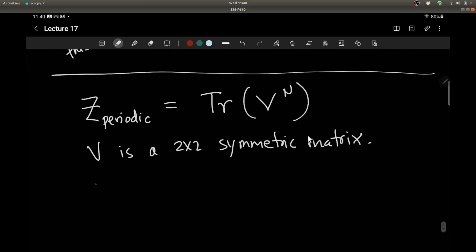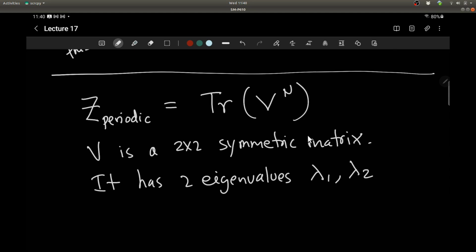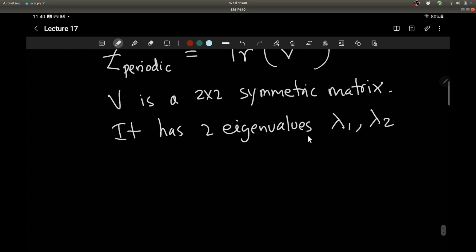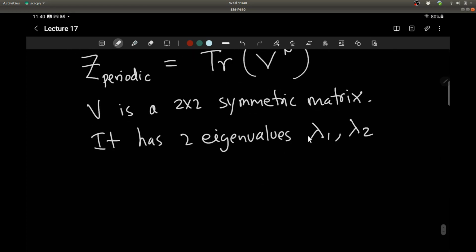It has 2 eigenvalues. You don't even need the eigenvectors actually. 2 eigenvalues, lambda 1, lambda 2. Okay, so the question to you is, what is Z periodic?